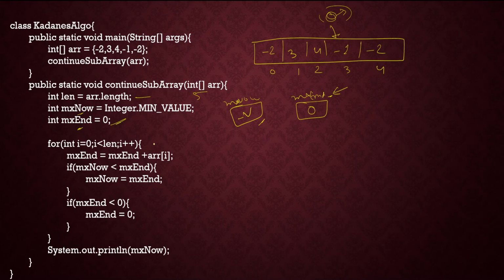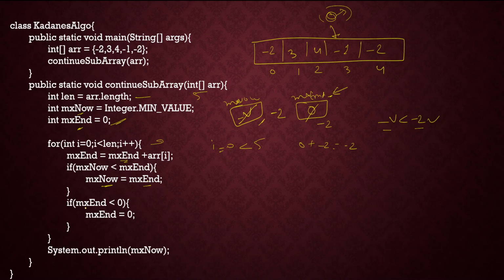Let's move to the for loop in the current program. For the loop, the i value is 0. So 0 is less than 5. Yes, it is true. So max_end is equal to max_end plus array of i, which is 0 plus -2. What is the value? -2. So here we have put -2. You can see -infinity is less than -2. Yes, correct. So max_now will be max_end, since max_now is far more negative. So max_end will be placed over here.